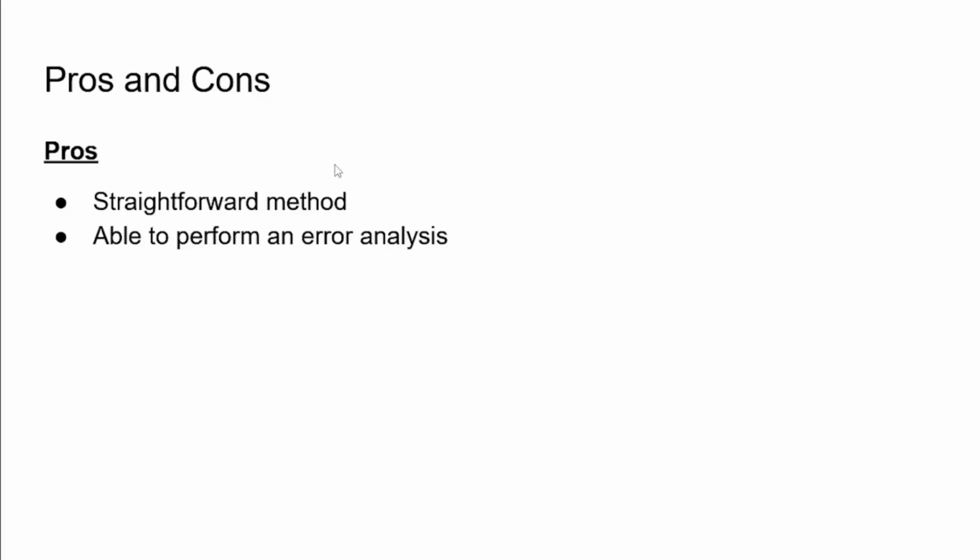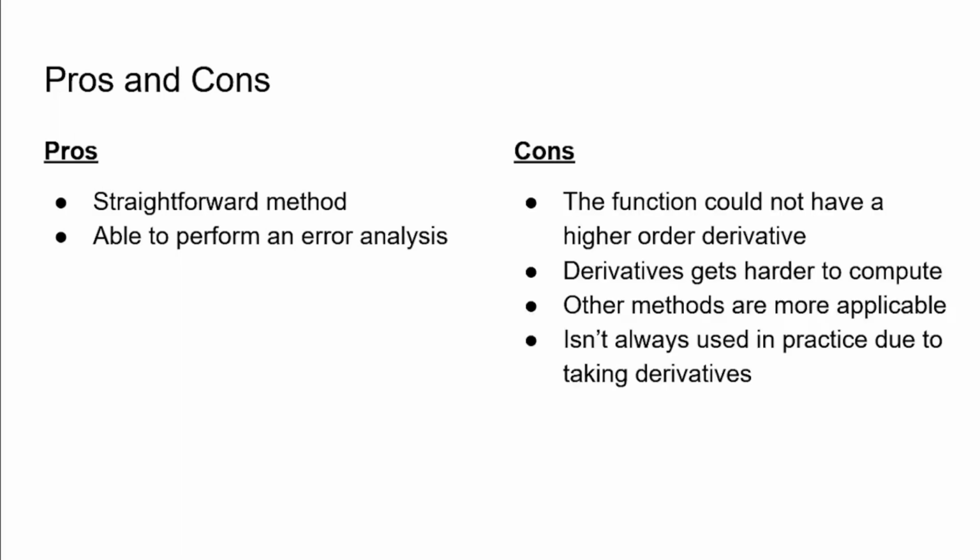So what are some pros and cons to this method? Some pros are that it's a very straightforward method, as it is not so hard to do. As long as we have the derivative and we do the algebra correctly, we should be fine. Another thing is that we're able to perform error analysis. Due to the fact we're able to take derivatives, it will be a bit easier to do an error analysis using this method if possible.